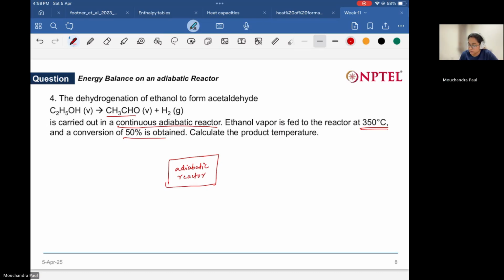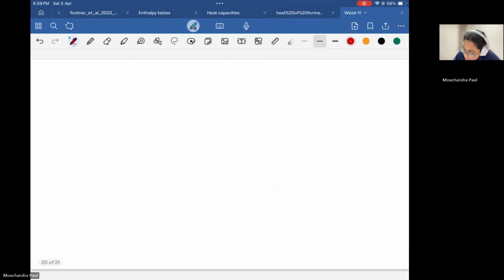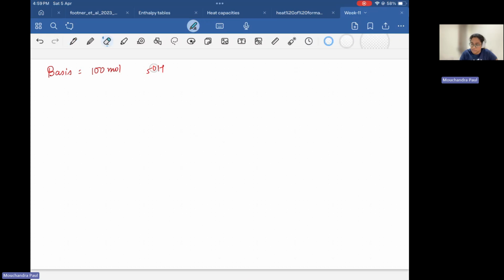And let me start from a fresh page. Let's consider first a basis of 100 mole of C2H5OH, 100 mole of ethanol, or a better way is to write 100 mole of feed. Feed contains ethanol, so yeah.